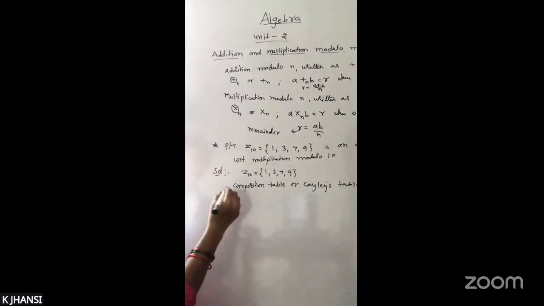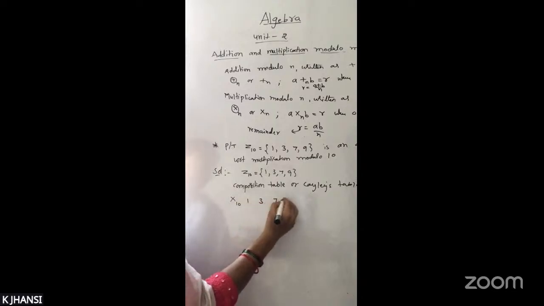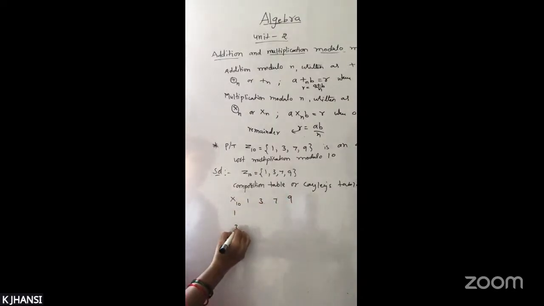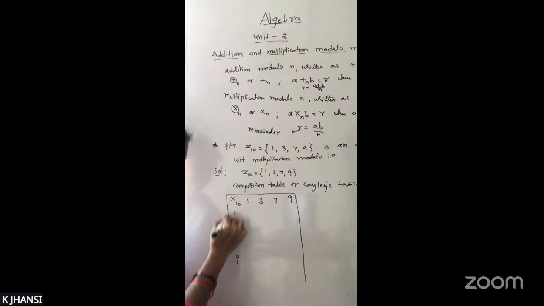Okay, so this concept you have even in 10th class and also in intermediate. First, on the rows and also columns, whatever elements are given in the set, you have to write. Here, whatever operation is given in the question, that operation you have to write. Next 1 3 7 9, 1 3 7 9. So with respect to the operation, you have to find the values here.